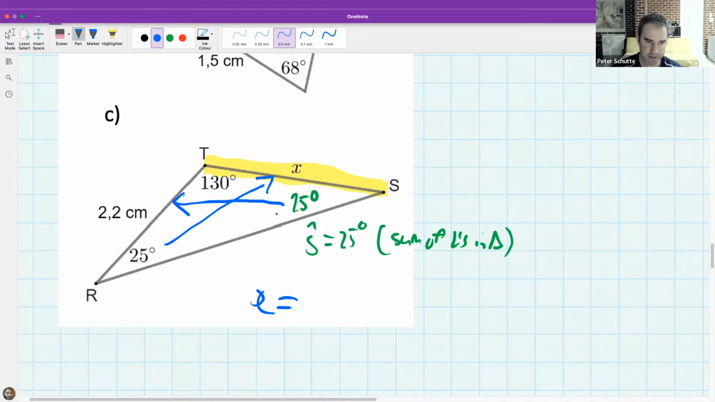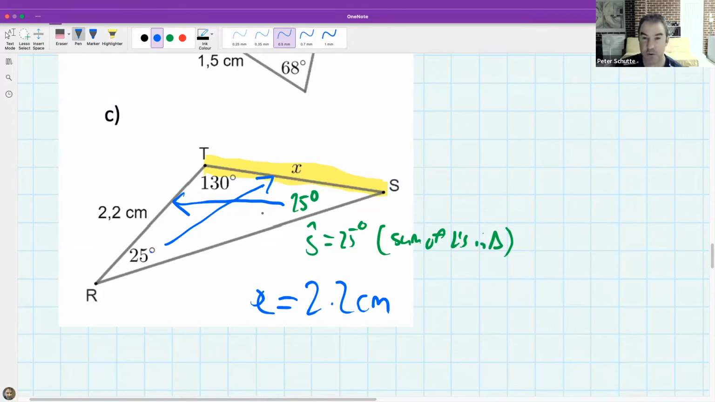Well, I think, because the angles are opposite, so the sides that are opposite equal angles, x is going to have to be 2.2 centimeters. Because that's the only way these two angles could be equal to each other.